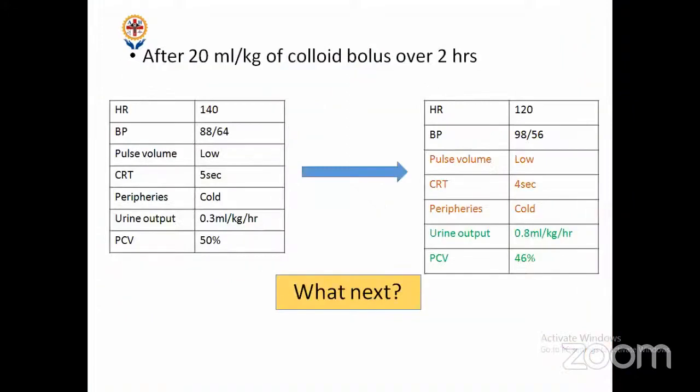So this is the status of the child after 20 ml per kg colloid bolus. So we have seen the improvement in the vitals. Urinary output is improved, PCV is dropped. So what do we want to do next? So you have given, say, gelatin. I gave gelatin for 2 hours, and these are the vitals right now. And what do I want to do next?